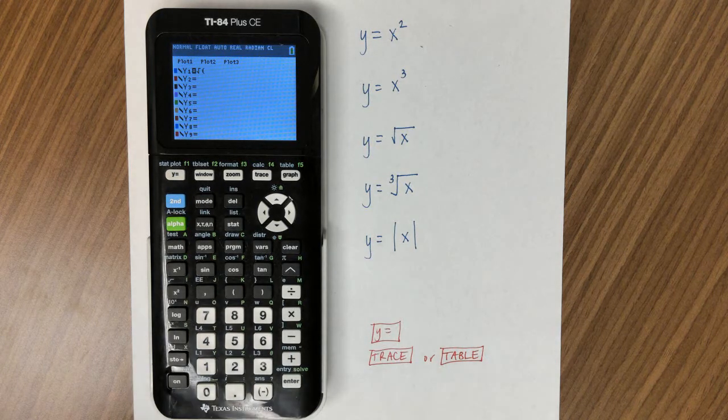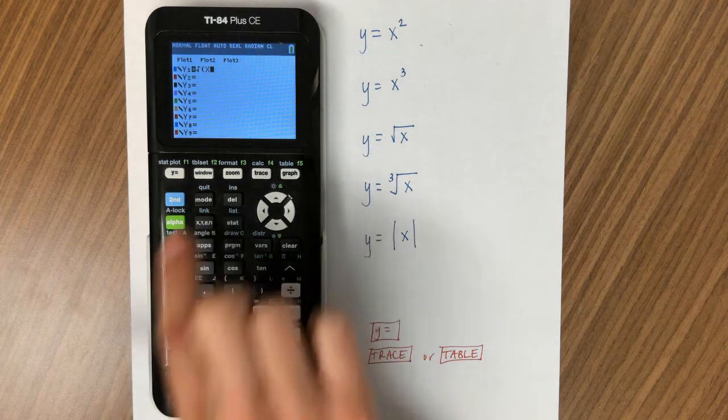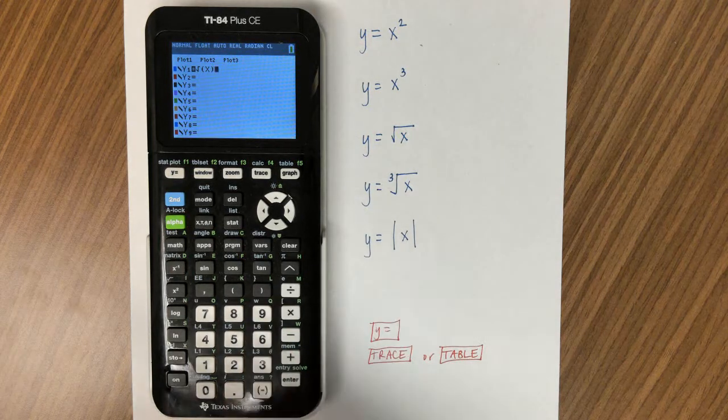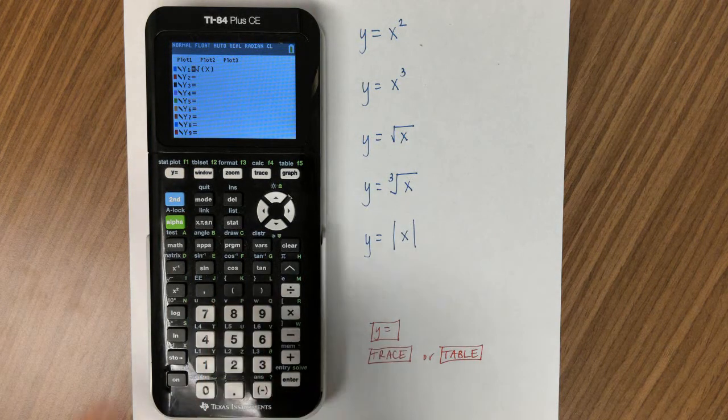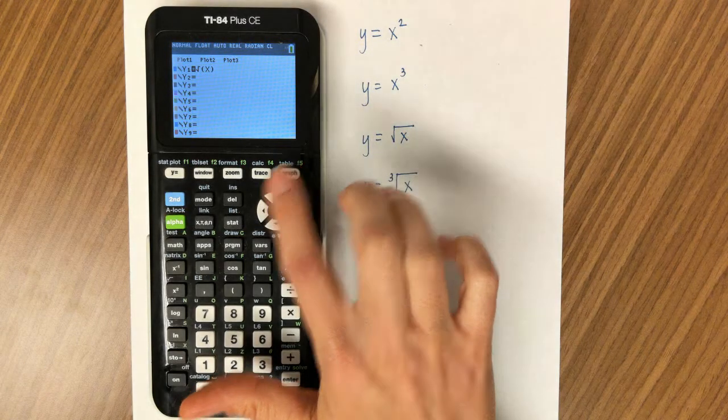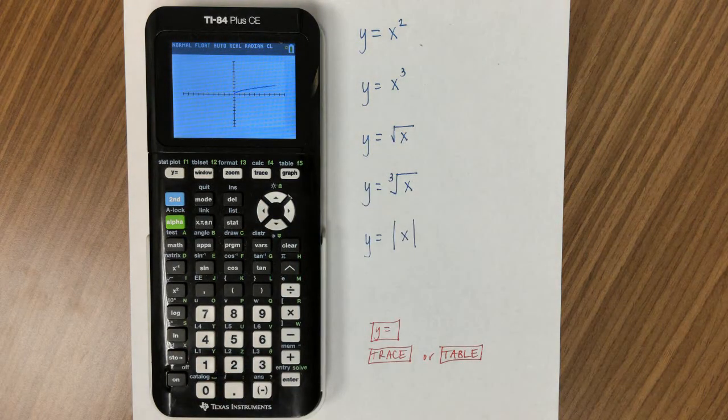So again, I'm in this old-fashioned mode, so I'm going to type x in parentheses, and then close it. So that's square root of x. These are your parentheses keys to close the parentheses. I'll hit graph. Okay, so that's what our square root function looks like.